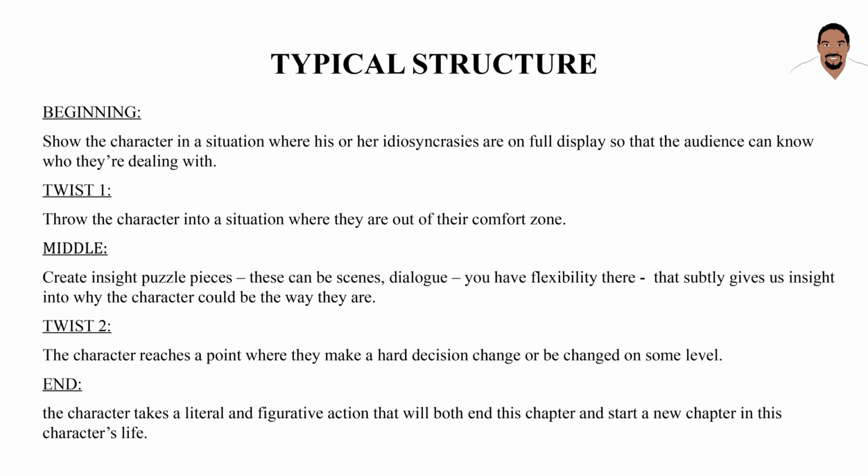Something causes this situation to come to a boiling point where they have to reckon with their idiosyncrasies versus what's going on that's combating that idiosyncrasy. All right. And then you have the end. The character takes a literal and figurative action that will both end this chapter in his or her life and start a new chapter in his or her life, even if they decide to go back to the way they were or their comfort zone. Something has to change, even if they go back to a new normal way of living, but it cannot stay the same. Got it?